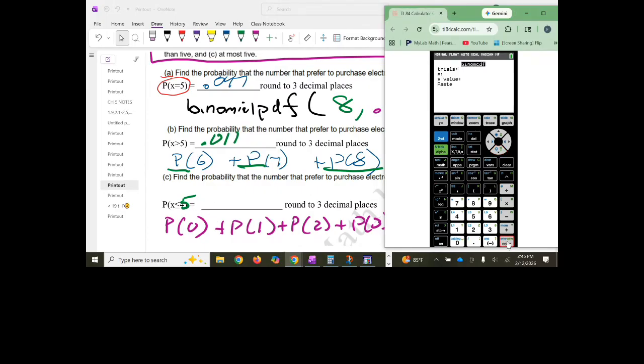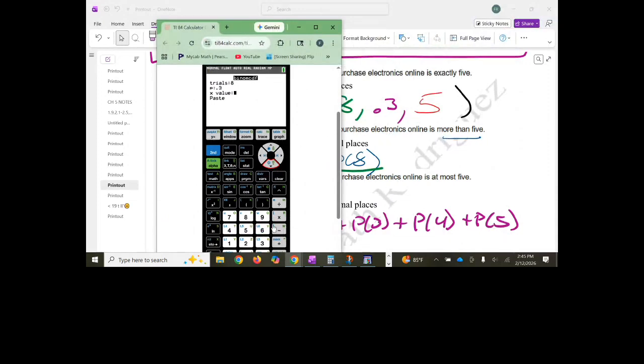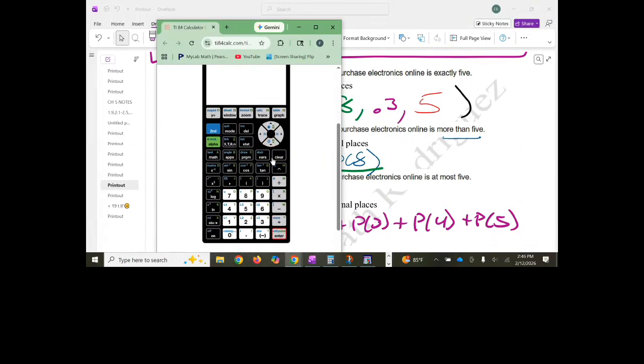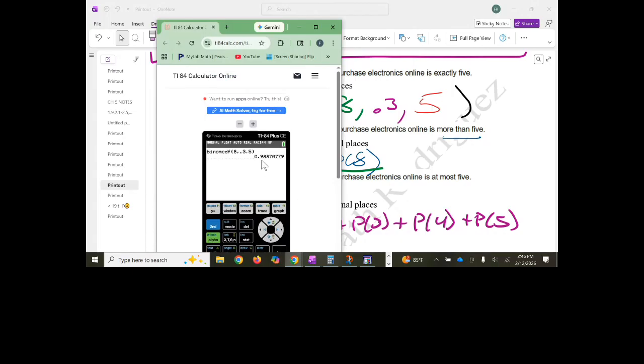Look, y'all, I'm going to hit enter. Boom. Number of trials, we still got 8. My p-value was still 0.3, is that what it was? Was it 30%? Okay, 0.3. My x value, y'all, where are we stopping at? We're going all the way from 0 all the way to 5. Boom. Okay. Scroll down again. Go ahead and hit paste. Boom. Okay, it should do it right there. Hit enter. And y'all, now I'm coming up with a 0.989.